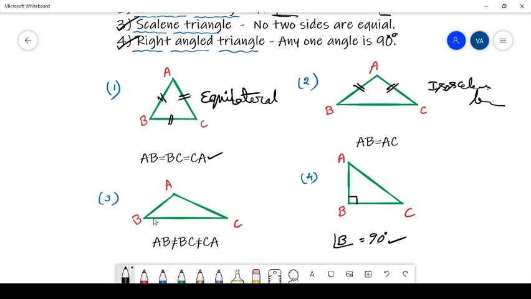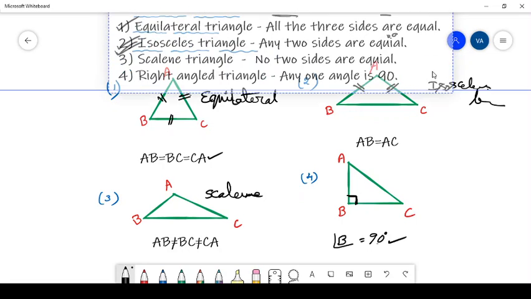In the third figure, no two sides are equal. This is called a scalene triangle. In the fourth figure, only one angle is 90 degrees. So this is called the right angle triangle. These are the different types of triangles.